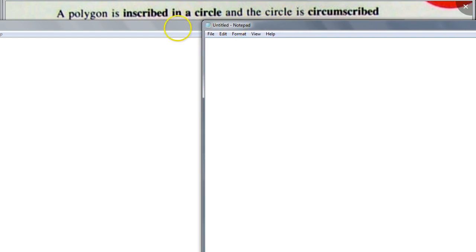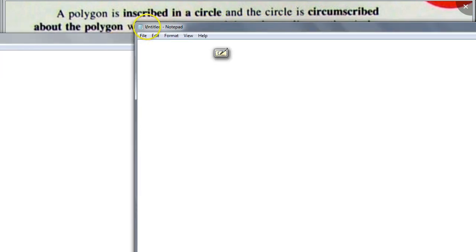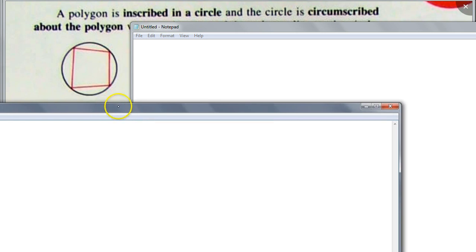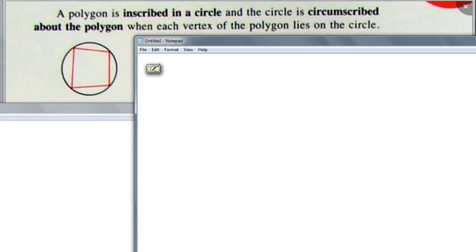What do you think this means then? A circle is circumscribed about a polygon. What do you think that means? Hannah, what do you think? Again, the polygon is inside a circle, right? And guess what? Both of these mean the same thing. It's describing this picture. So here's the definition. This is how they define it: each vertex of the polygon lies on the circle. Both of these statements represent the same exact picture.